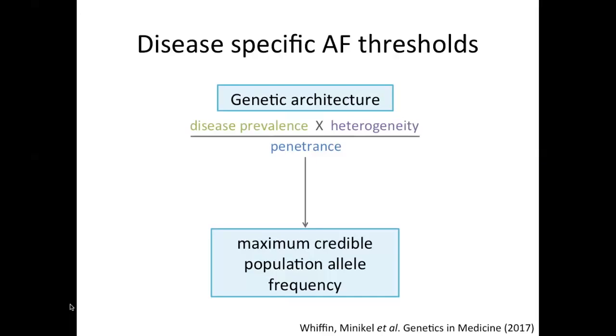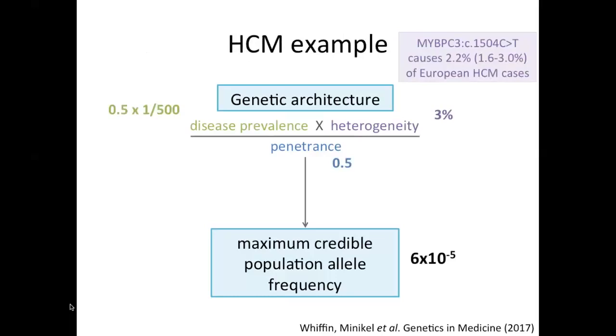So with this very simple equation, we can define a maximum credible allele frequency of any disease-causing variant in the general population. Now this is a lot easier to understand if I put some numbers on it. So this is the example of hypertrophic cardiomyopathy. HCM has a disease prevalence in the general population of 1 in 500. We multiply this by 0.5 because it's a dominant disorder. So that translates to 1 in 1,000 alleles.